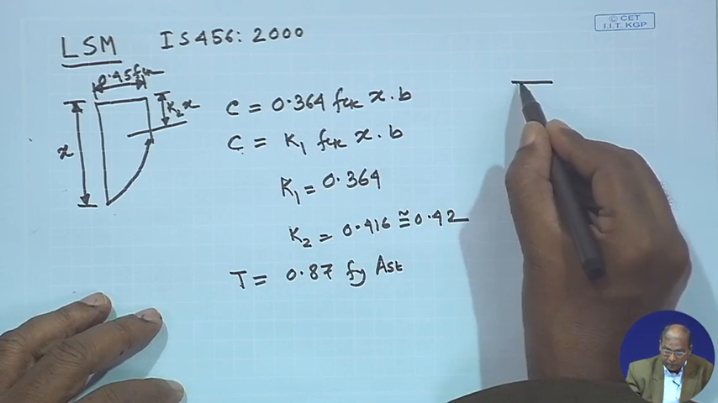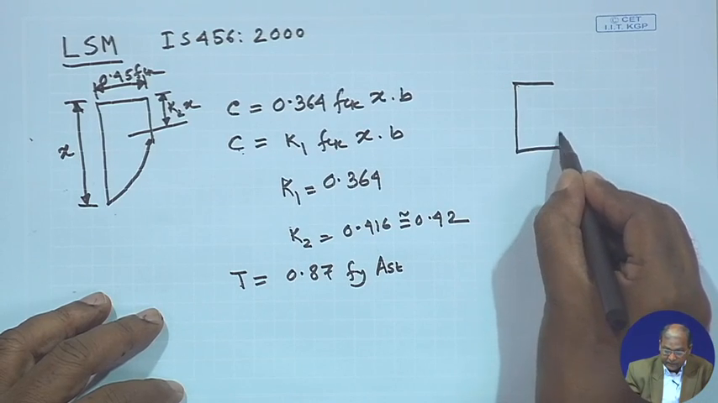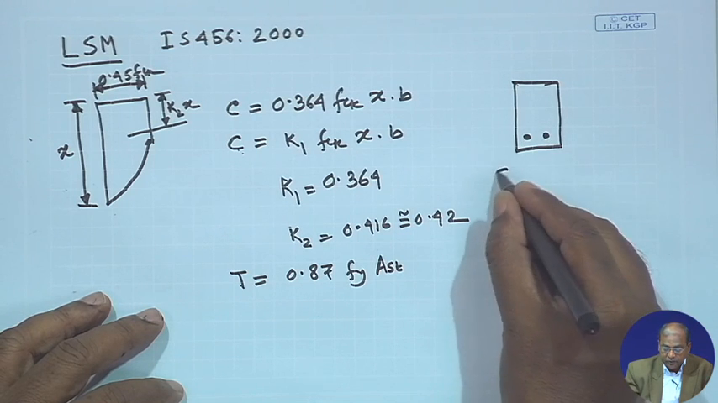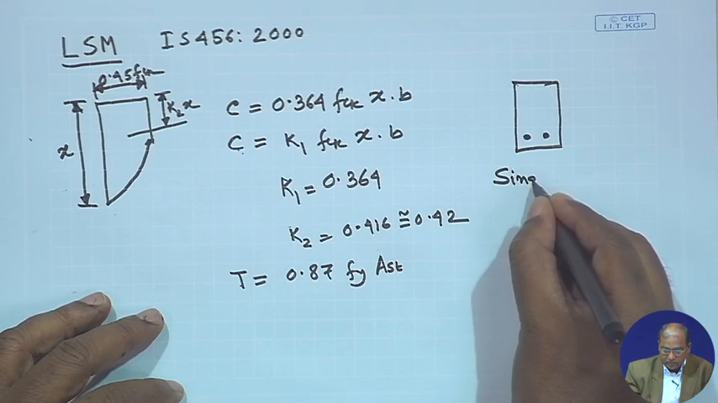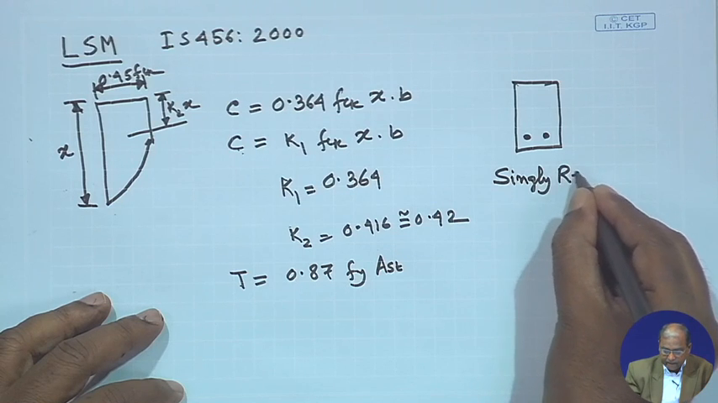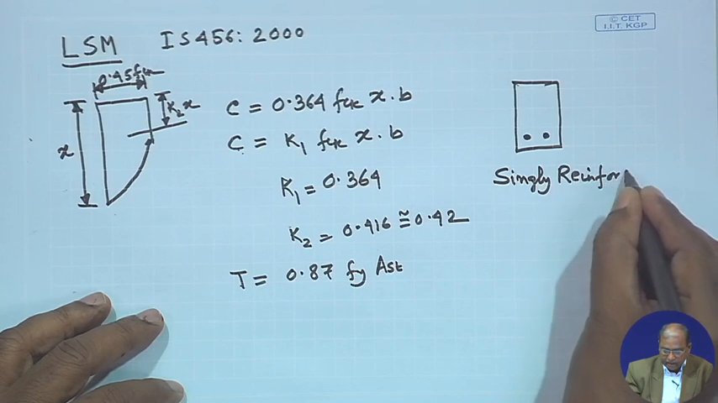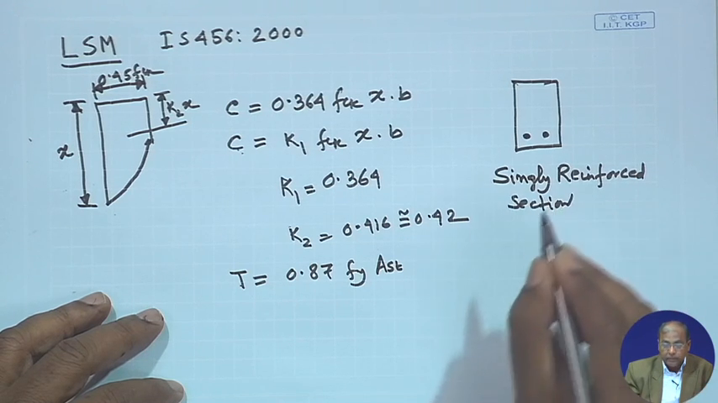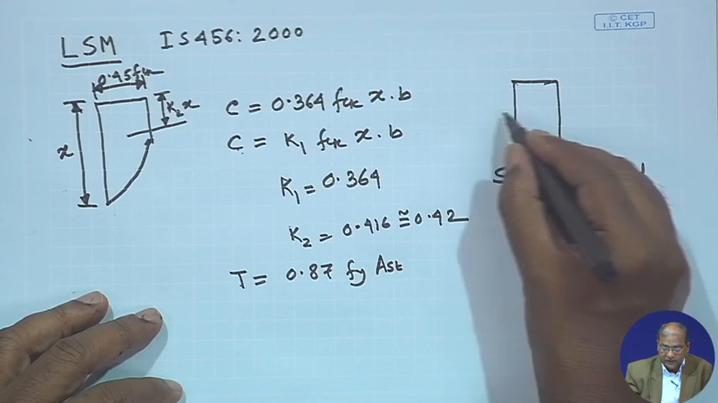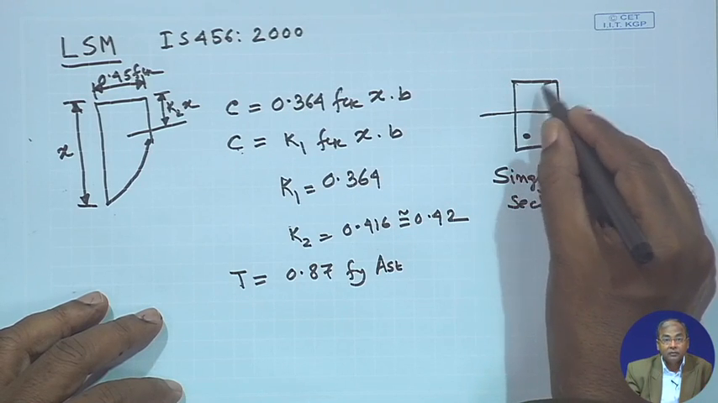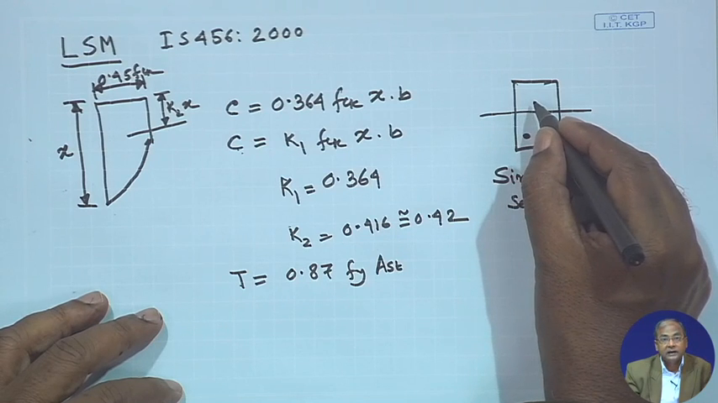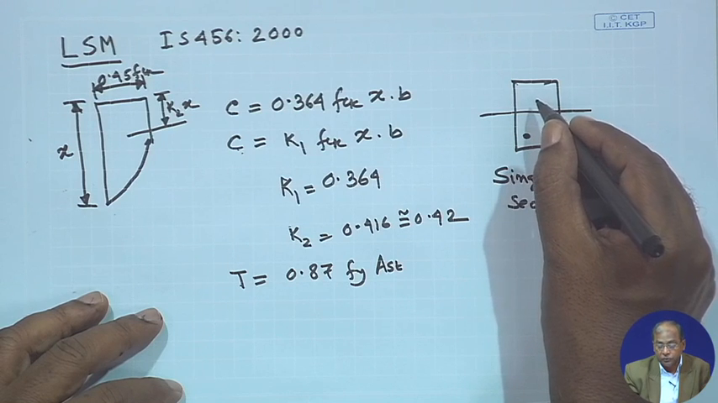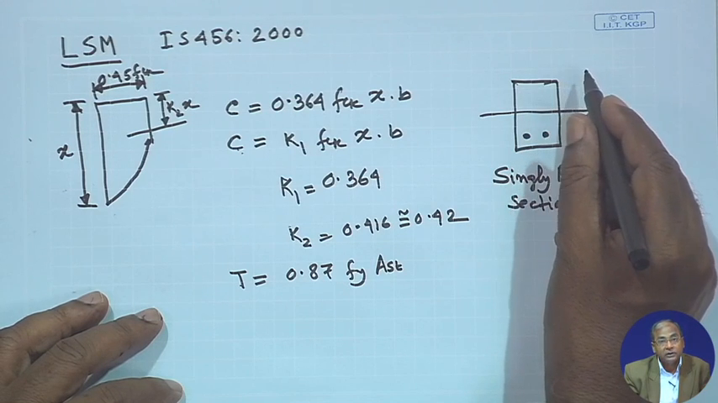So, this is your C, the compression in concrete, and tension in steel, and this is called, again I think I have not told so far, I am telling it again, a singly reinforced section. So, this is your singly reinforced section. It means that on the compression side, even though steel is there, it is ignored. Whether it will contribute to the moment of resistance or not, we do not know, but that portion is actually ignored.